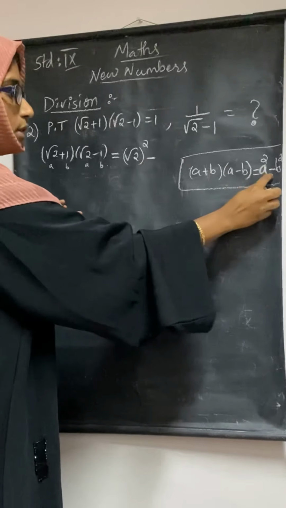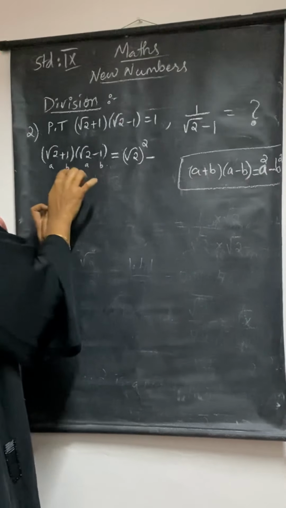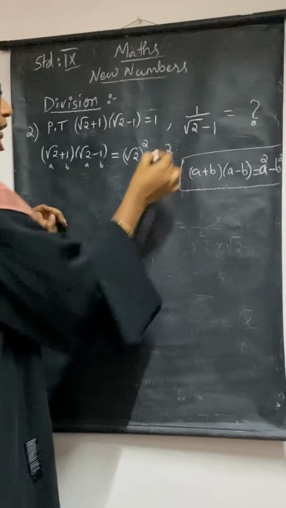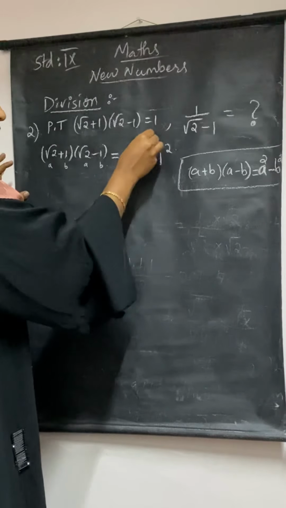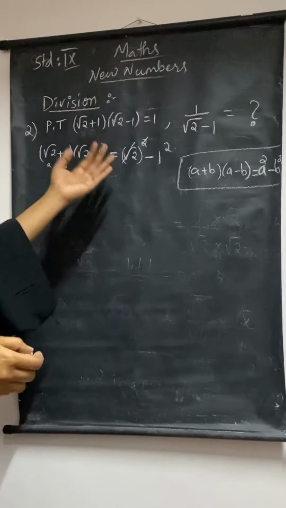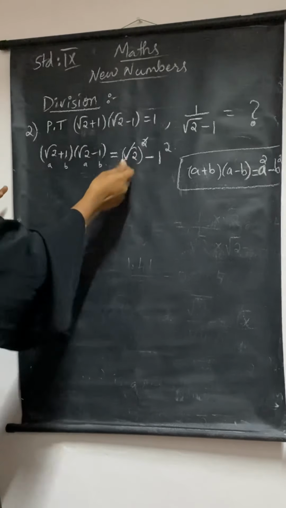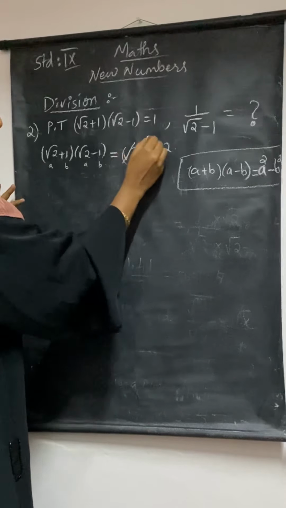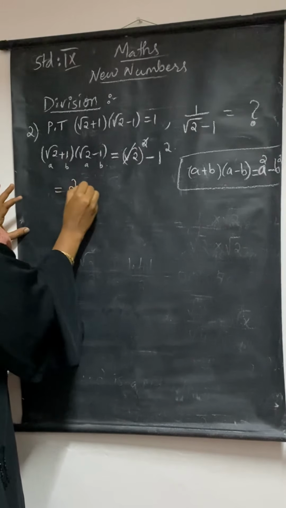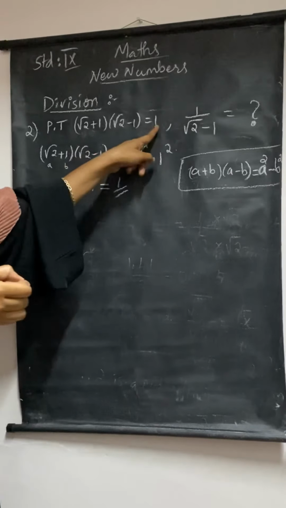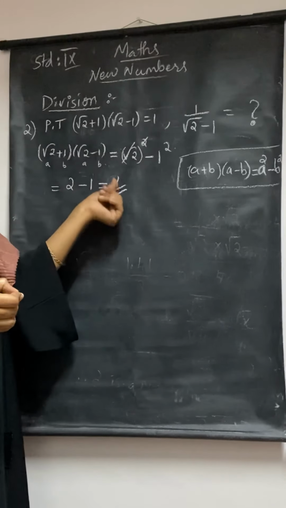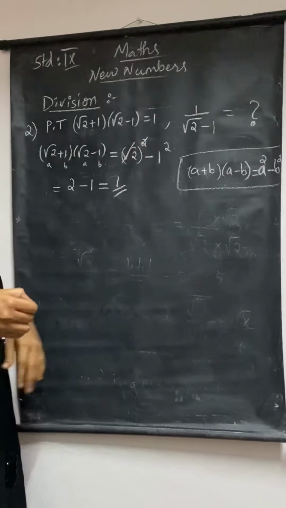Put a minus, because in the formula it is minus b square. B is how much here? 1. B square. Now here what happens? Square root of 2 whole square means the square root and the square cancel, so you will get the answer as 2 only. So 2 minus 1 square is 1. So the answer is what? 1. Proof is over, no? When you multiply, you got the answer as 1 here. That is the proof they asked.